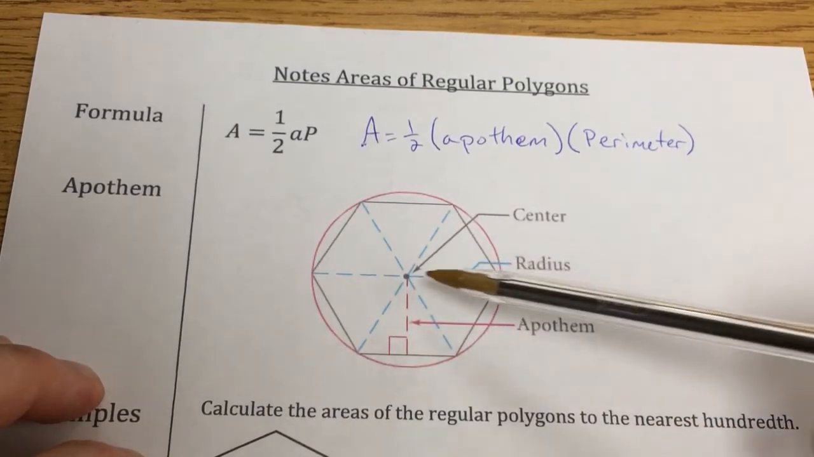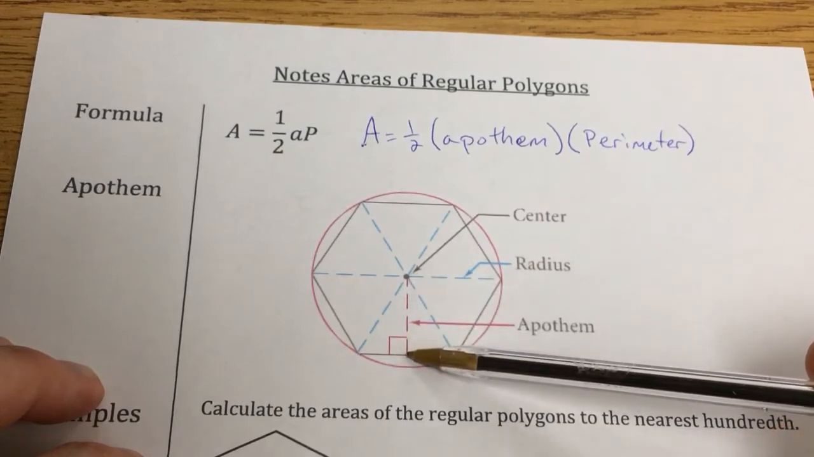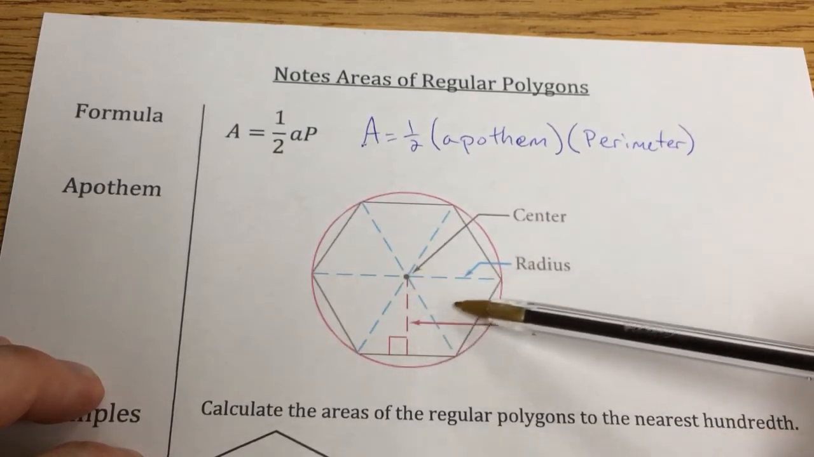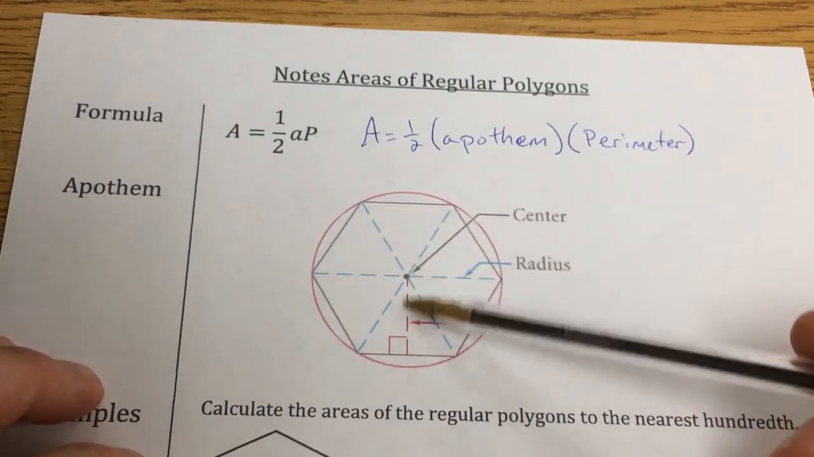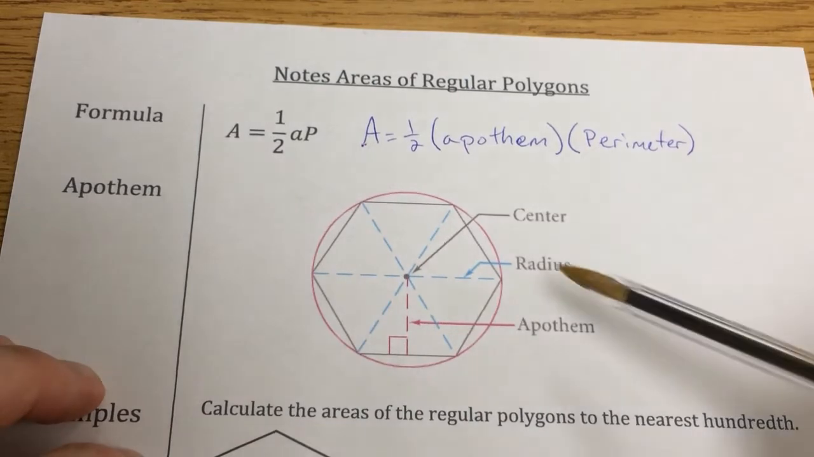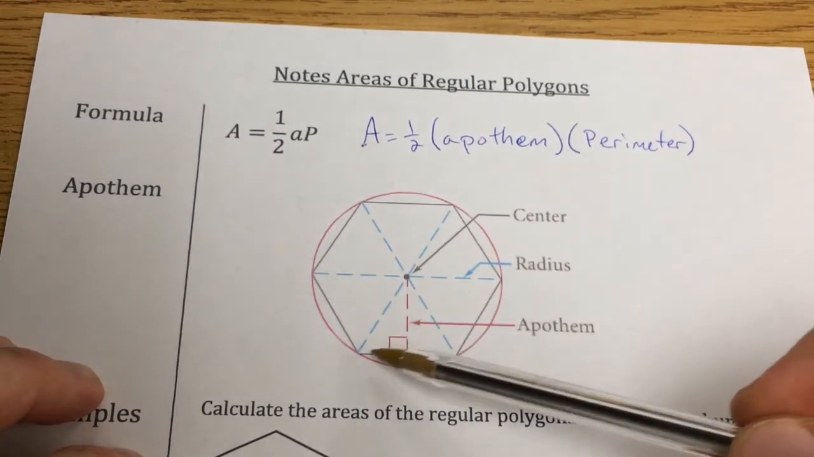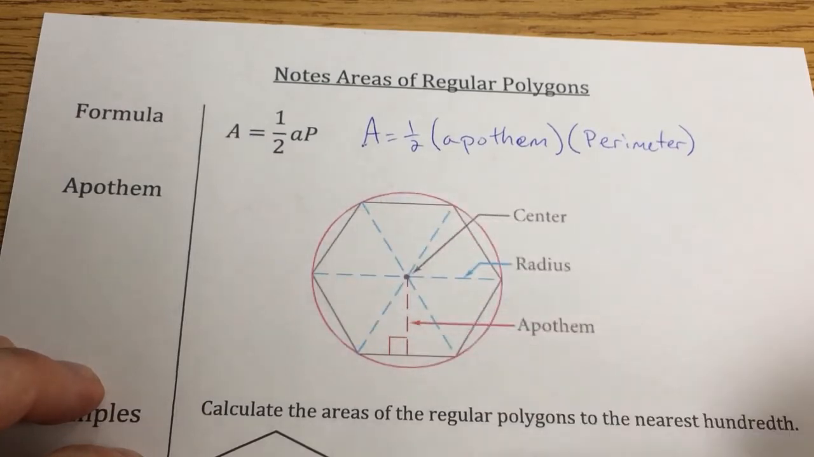The apothem is this piece. It goes from the center, and it's perpendicular to one of the sides. There is an apothem that can be drawn to any of the sides, but only one is necessary to have. All right? So if I know what the apothem is, I can take 1/2 times that and then multiply it times the perimeter by adding up all the sides.